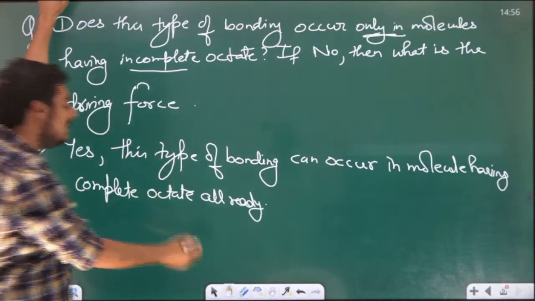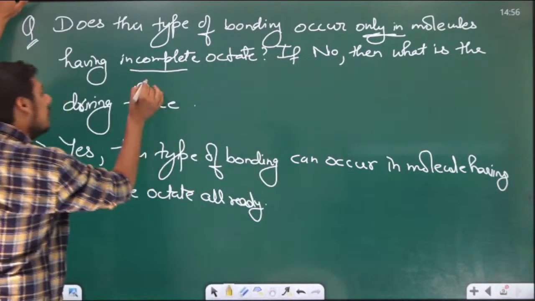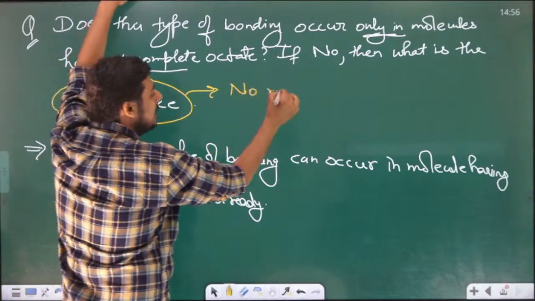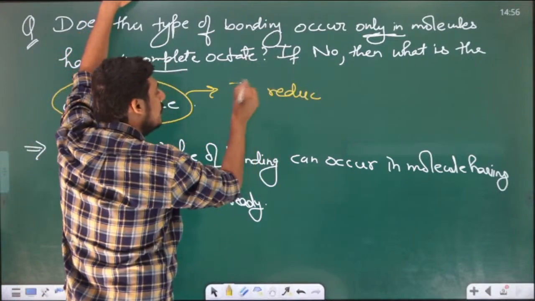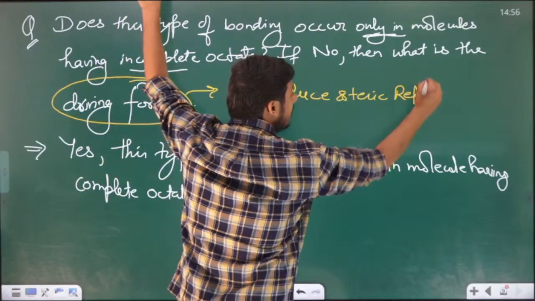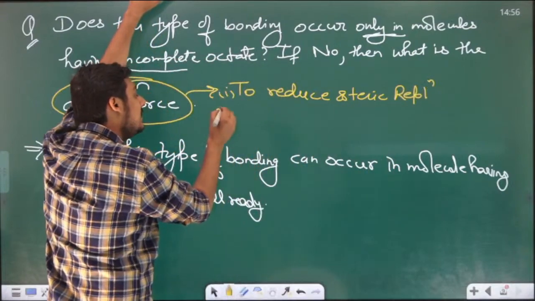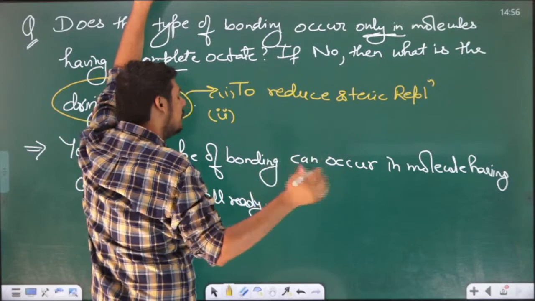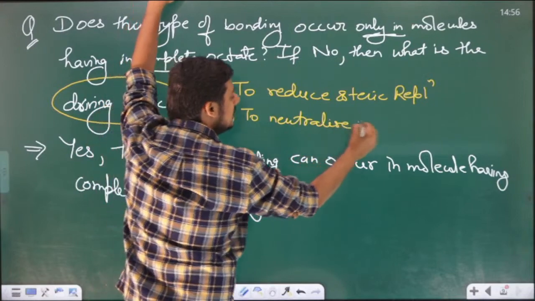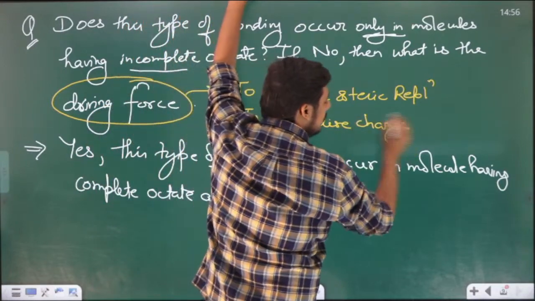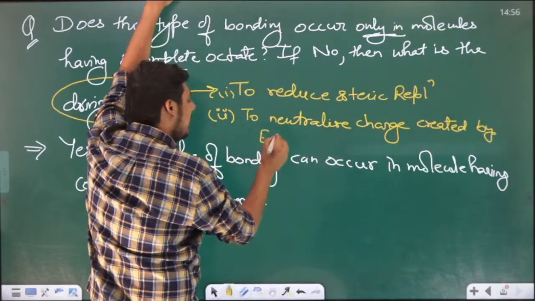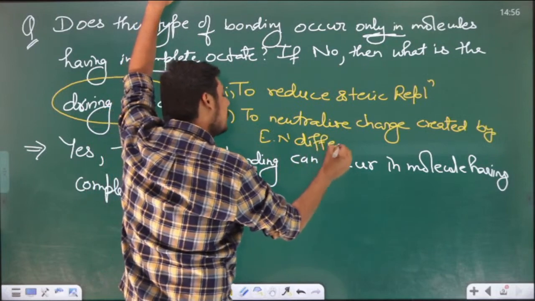But what is the driving force? The driving force for such bonding to occur in a molecule with a complete octet is basically to reduce steric repulsion. Steric repulsion is the primary driving force. Another driving force, as most of you said, is to neutralize the charges created by electronegativity difference. Most of you did not know about the first one.